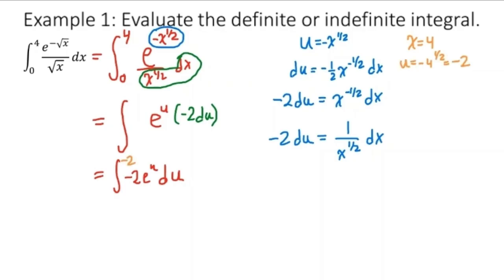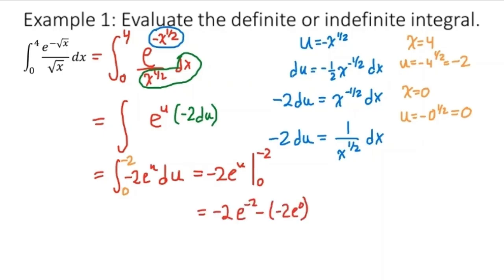As for the lower bound, which for x's was x equals 0, plug that in to our substitution, and we get that our new lower bound is u equals 0. So now we need to evaluate the integral from 0 to -2 of -2 e to the u du. The antiderivative of e to the u is e to the u, and we're going to evaluate from 0 to -2, plug in our bounds, and then we can simplify.